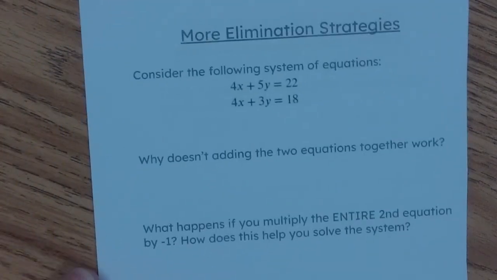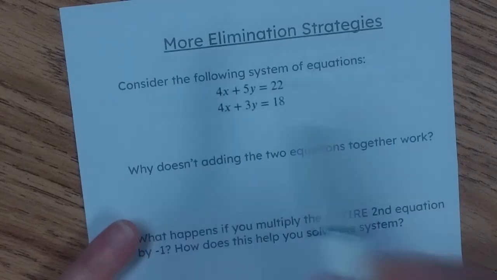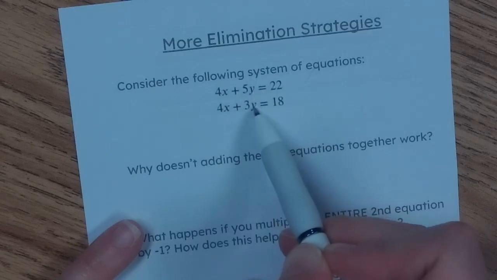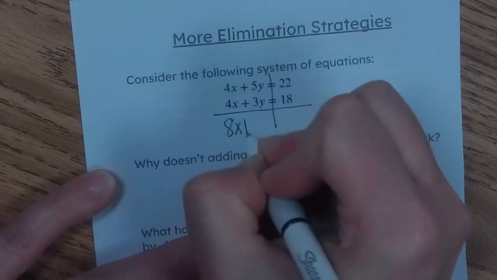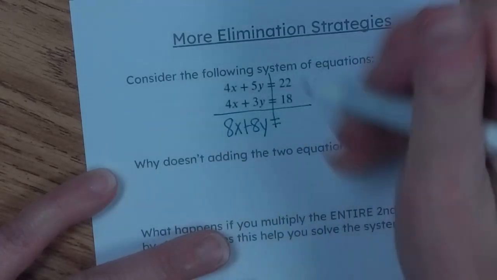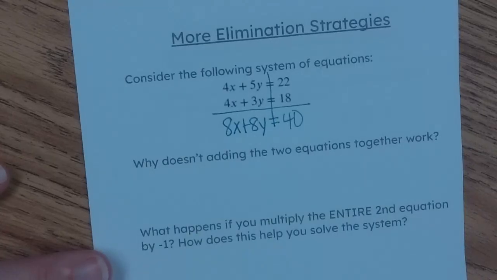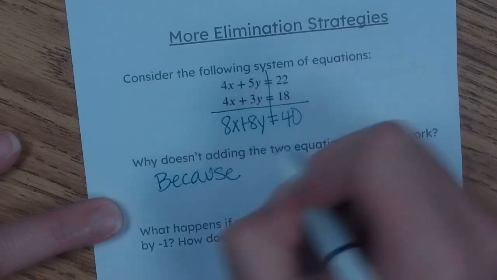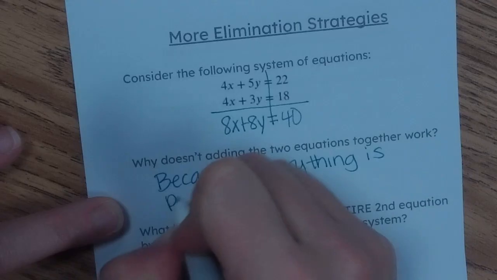All right. So what happens when we have something like this? We look at this, more elimination strategies, and we notice that the 4x's are the same and the y's are the same. But when I go to try to do this, I end up getting 8x plus 8y equals, was that 40? That doesn't help me because nothing canceled out. I don't have any letters gone. So why doesn't adding them together work? Because everything is positive, and nothing cancels.